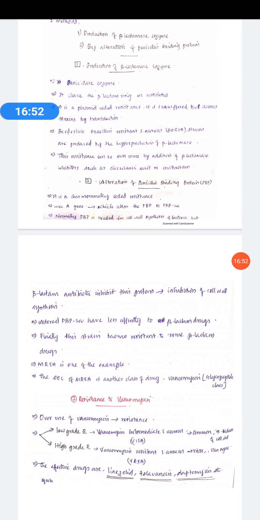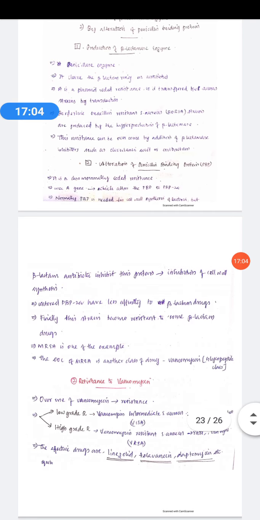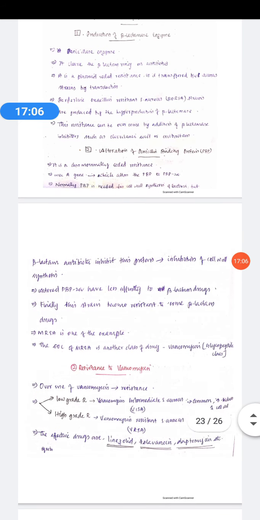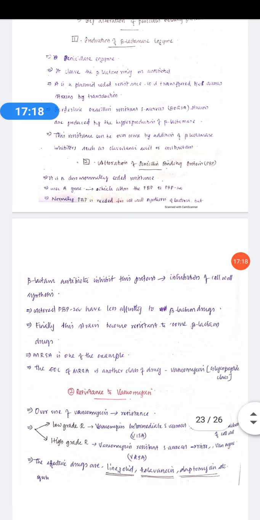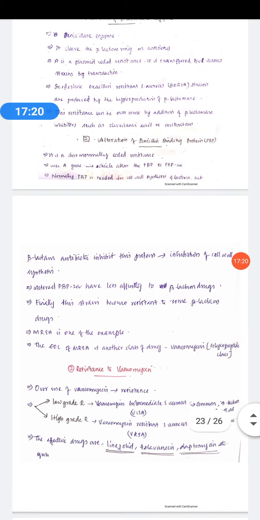Borderline oxacillin resistant Staph aureus strains are produced by the hyperproduction of beta-lactamase. BORSA is an example of the resistance produced by the production of beta-lactamase enzyme. This resistance can be overcome by the addition of beta-lactamase inhibitors such as clavulanic acid and sulbactam along with the beta-lactam antibiotics.